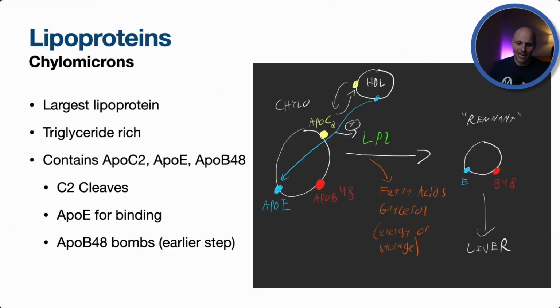And then these apolipoproteins that we talked about give crucial identification for these specific structures and can be used for clinical targets as well. So it's very important to know these. Okay, so let's jump back into our chylomicrons now.